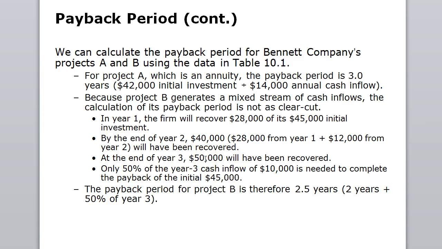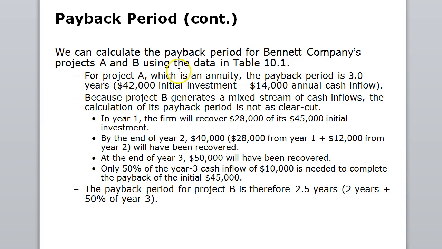Okay, so the payback period for Project B is 2.5 years. How did we calculate that? For year one, we recovered $28,000 of $45,000. Then in year two, we recover another $12,000. That brings us to $40,000 by the end of year two. Then in year three, we recover another $10,000, which brings us to $50,000. But to bring us to $45,000, we only need an additional $5,000. So we really only look at 2.5 years.